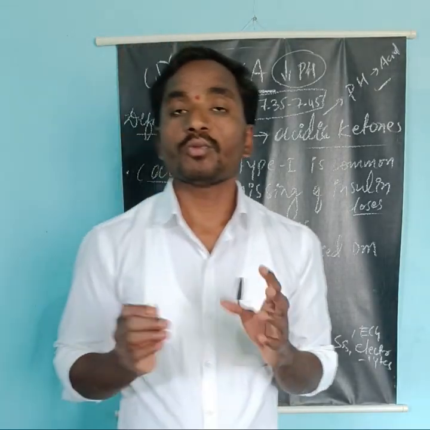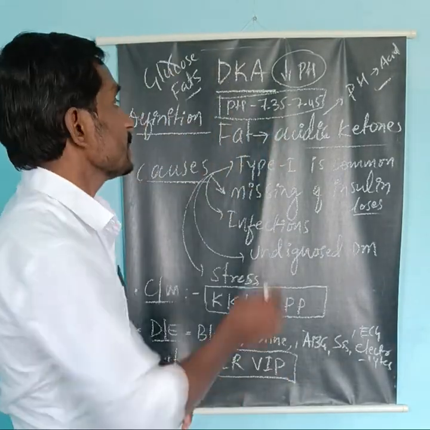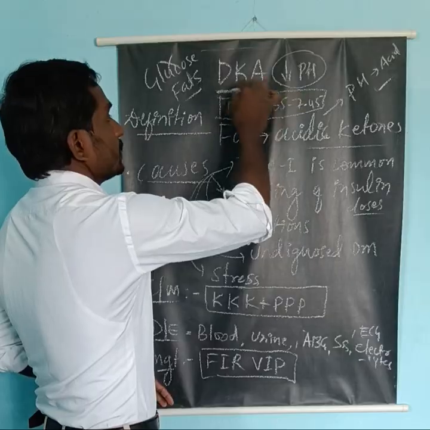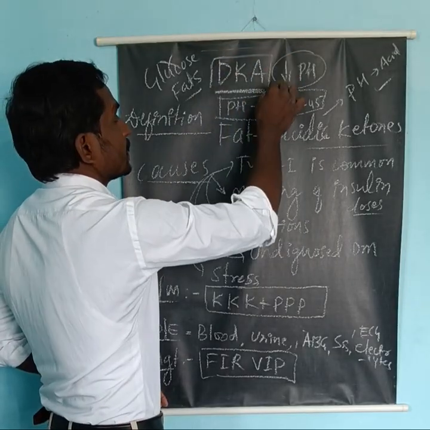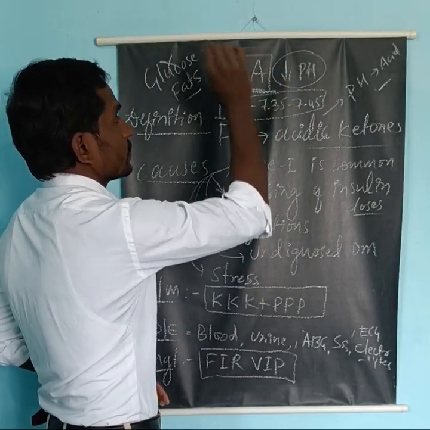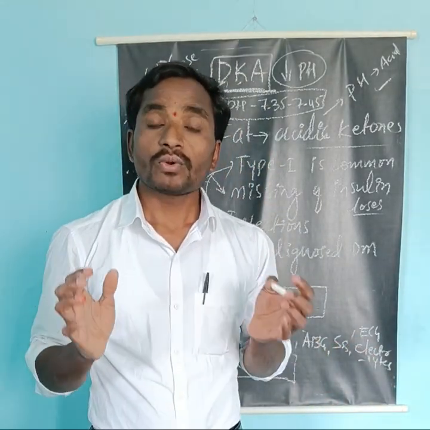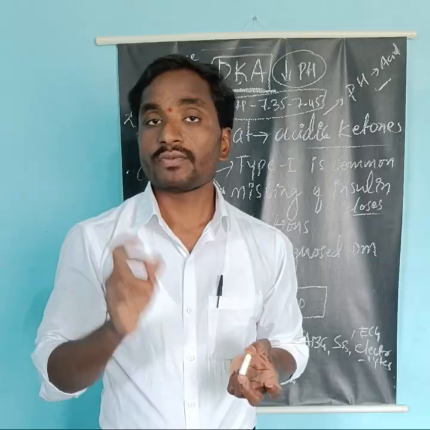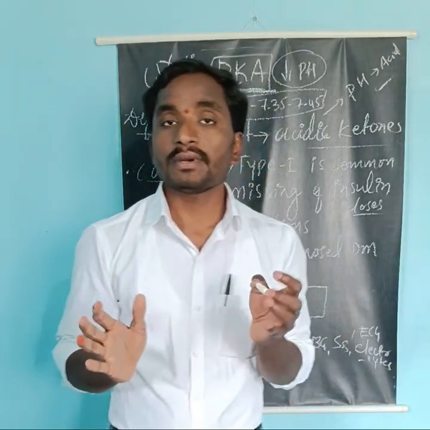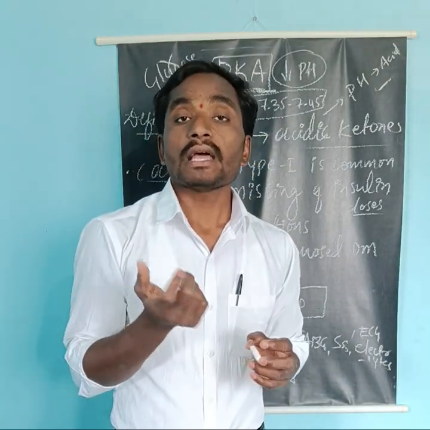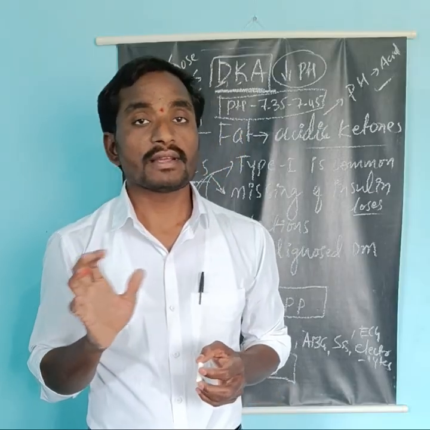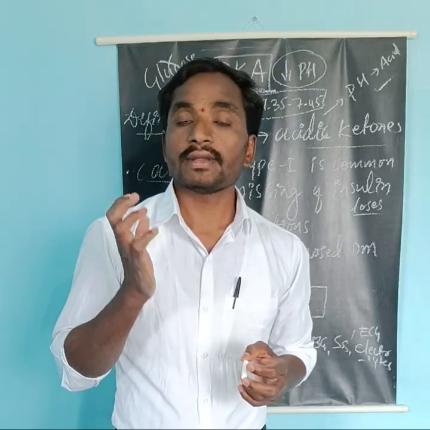We are going to deal with the most important topic, that is diabetic ketoacidosis. Here, there are three words: diabetic, ketoacidosis. What happens, what it means, and how we are going to prevent diabetic ketoacidosis is very important. Here, diabetic means persons who are suffering from diabetes mellitus. It means hyperglycemia, or increased blood sugar level in the body.